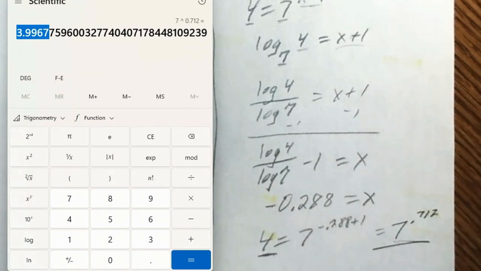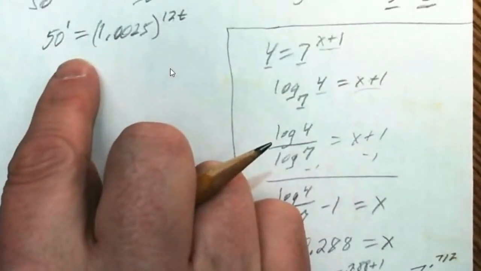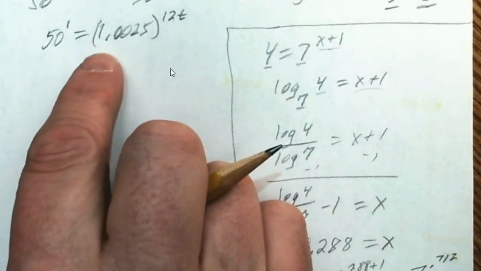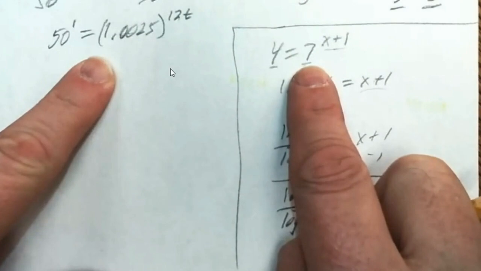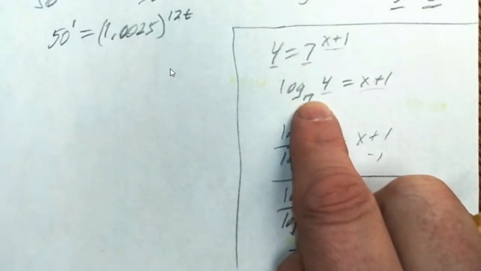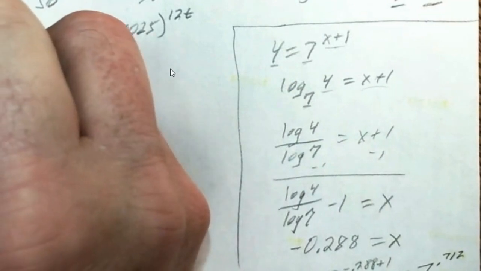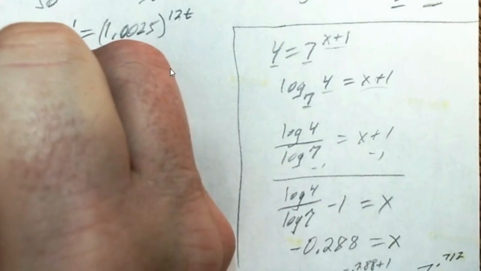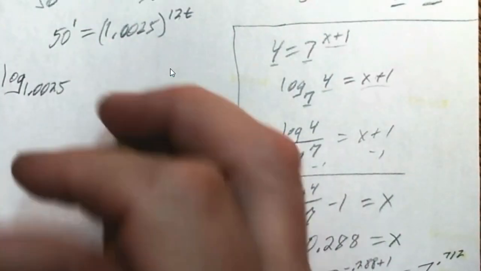So wait a minute. That gives us a strategy to figure out how many years it's going to take our $50 to turn into $2,500. Let's rewrite this as a log. So this is the base here. So log base 1.0025 of 50 equals 12t.